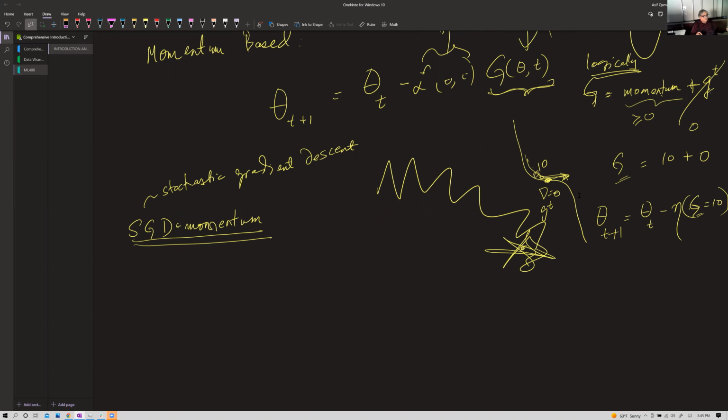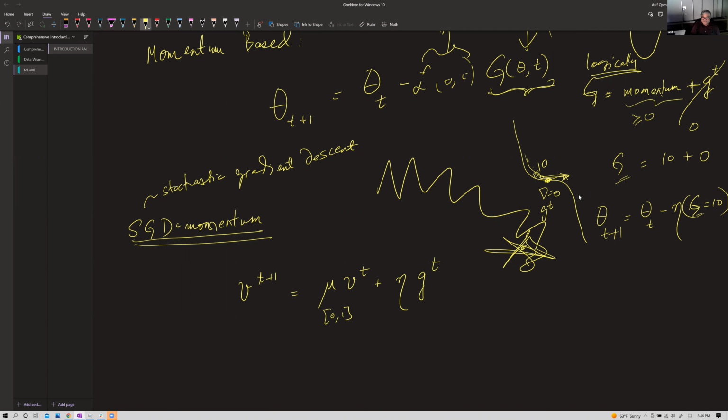So what do we do? We create a term called velocity, or the momentum. Remember, if the mass of a particle is 1, the momentum is the same as velocity, so that's the way people write it. So V(t+1) is whatever your previous velocity was, multiplied by a fractional amount, mu, anything between 0 and 1, plus your learning rate times g_t.